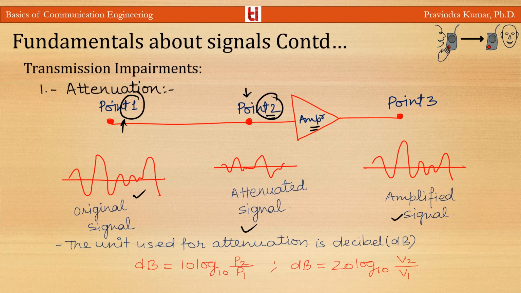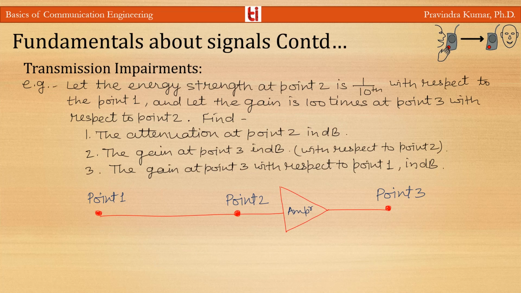So for example, let the energy strength at point 2 be 1 by 10th with respect to point 1, and let the gain be 100 times at point 3 with respect to point 2. So find the attenuation at point 2 in dB, the gain at point 3 in dB with respect to point 2, and the gain at point 3 with respect to point 1 in dB.